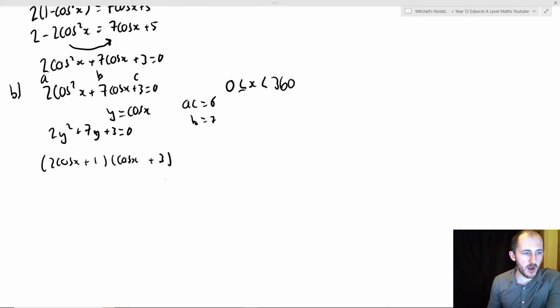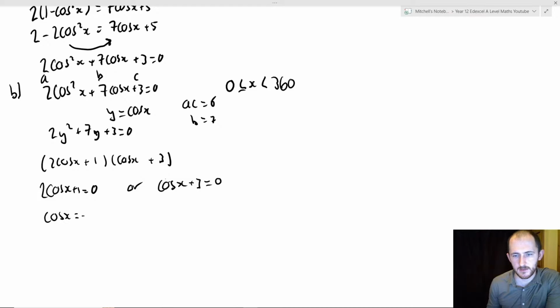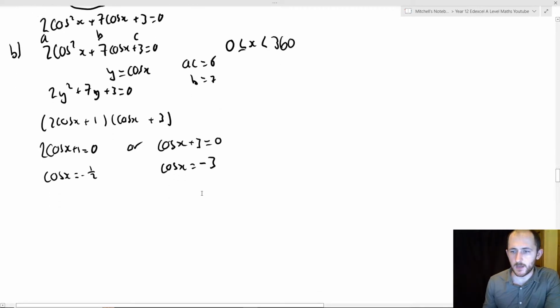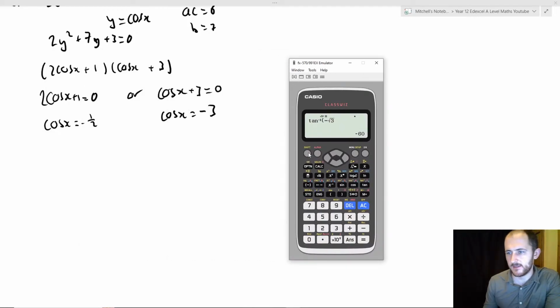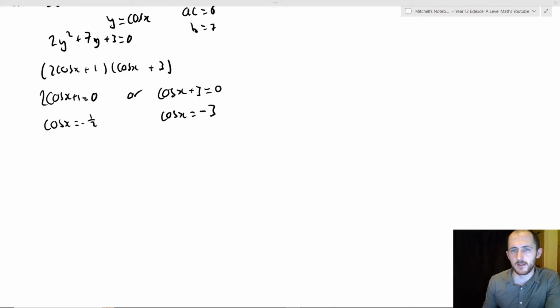Okay, so now we have either 2 cos x plus 1 equals 0, or cos x plus 3 equals 0. So we have cos x equals negative a half, or cos x equals minus 3. Some of you eagle-eyed people may see that this is a math error. Generally speaking, there are no solutions.